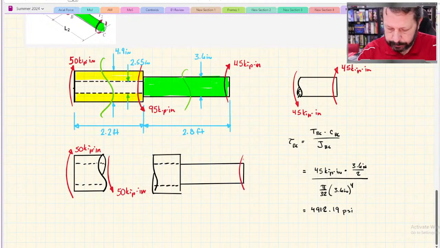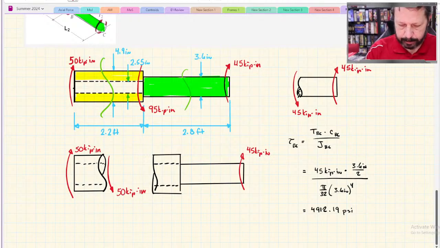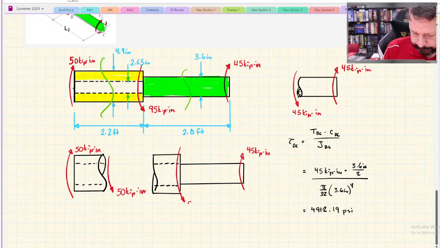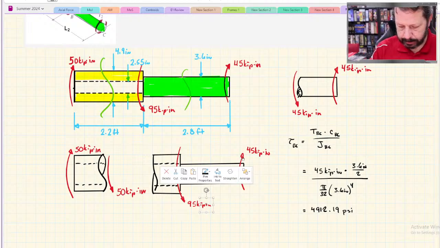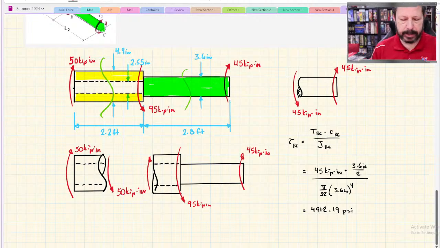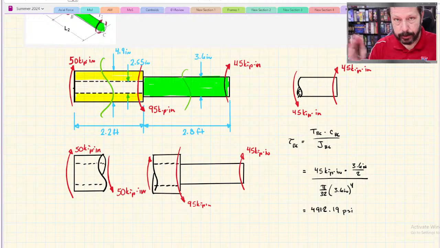So there's the 45. There's the 95. And for this one to balance, I need the 50 kips to go up again. So it does matter when you're drawing your free body diagrams to figure out the internal torque, and you're trying to keep track of, is this internal torque up or down? It does matter which direction you drew the free body diagram from.